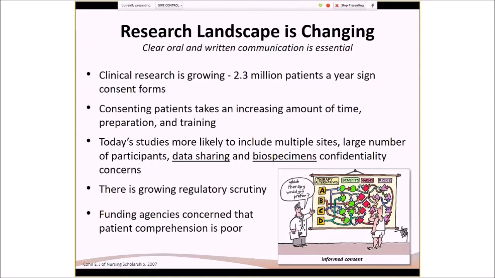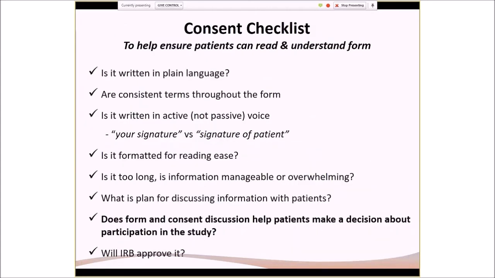And there's growing regulatory scrutiny, and funding agencies are concerned that patients are not understanding, but IRBs and other regulatory agencies have a lot of hoops that we need to go through. So here's a checklist. Is it written in plain language? Are terms consistent throughout the form? Is it written in active, not passive voice? Your signature versus signature of the patient. Is it formatted for reading ease? Use bullets and white space and headers. Is it too long? Most consents are too long. Is the information manageable or overwhelming?